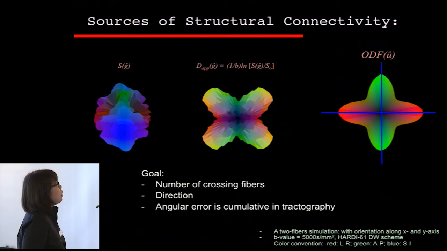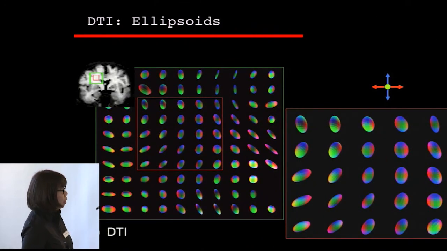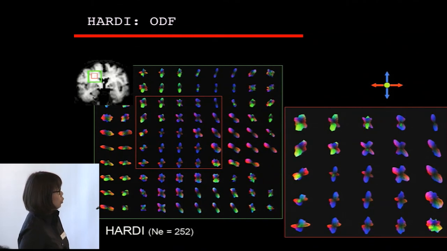The sources of structural connectivity may come from the diffusion signal profile directly output from the scanner. Some algorithms work on this to fit a model, or multiple tensor model, or diffusion apparent coefficient profile, or orientation distribution function. But the ultimate goal is to estimate the number of crossing fibers and the direction of fibers as accurately as possible at the voxel level. That is because the angular error is cumulative in tractography, so we want to have a good start at the voxel level. This is just for comparison of diffusion tensor imaging ellipsoids with high angular resolution diffusion imaging.